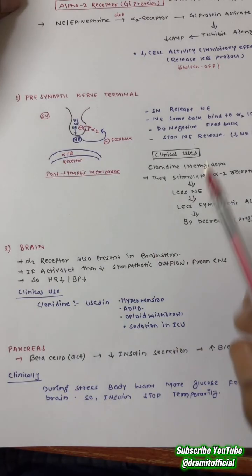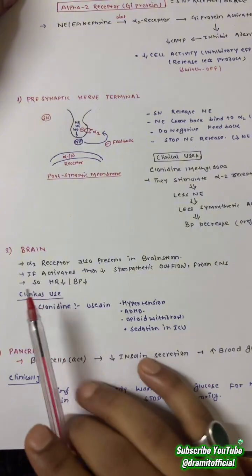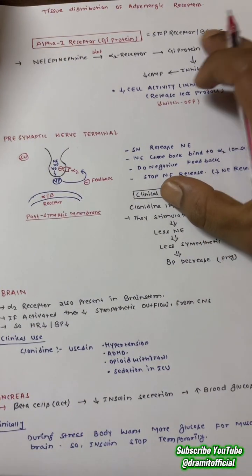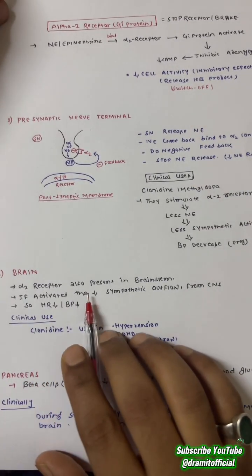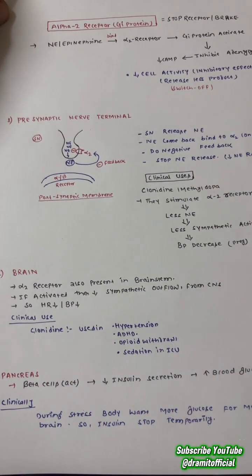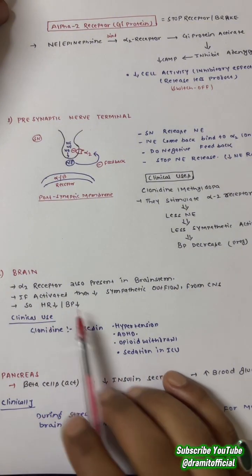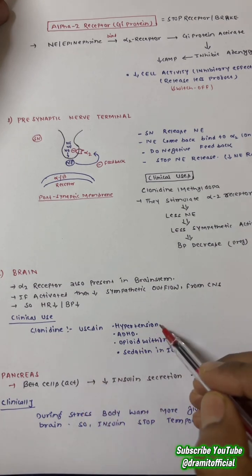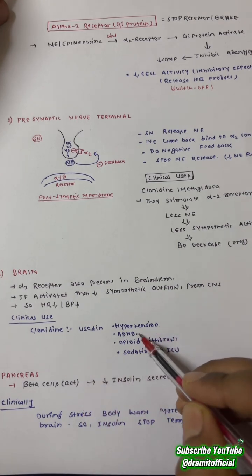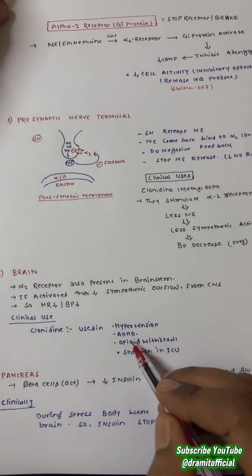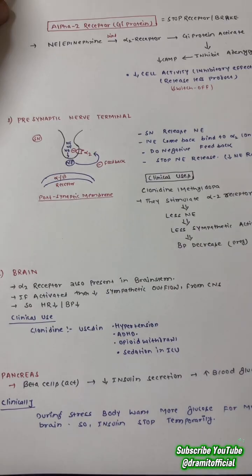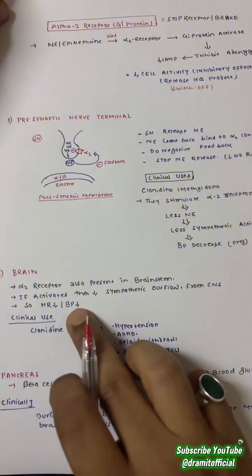Now we'll see how this alpha 2 receptor works in the brain. Alpha 2 receptors are also present in the brain stem. We all know that these alpha 2 receptors are brake receptors or stop receptors. When these receptors are activated in the brain, they will decrease sympathetic outflow from our brain, so that our heart rate and BP will decrease. Same thing, if we give clonidine to a patient who has hypertension, or a child having ADHD, attention deficit hyperactivity disorder, or a patient with opioid withdrawal, or for sedation in ICU, we can use clonidine, because it will decrease the sympathetic effect and decrease the heart rate and BP of the patient.